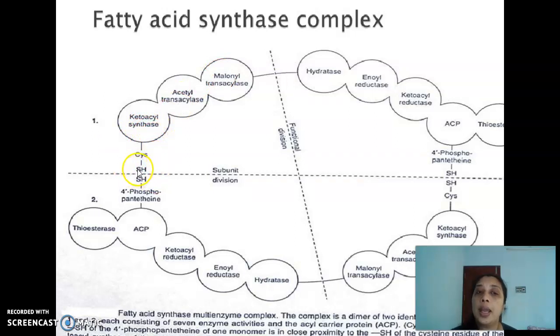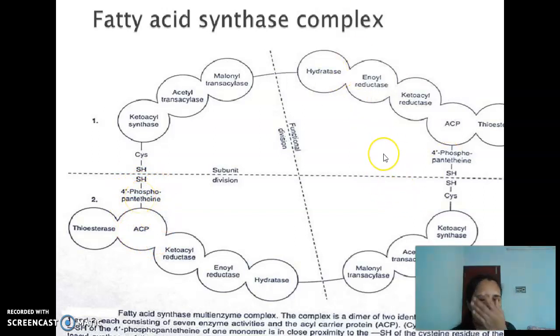right? And this is the E4 ketoacyl reductase, followed by E5 hydratase, then comes enoyl reductase, then comes the ACP, which is having the central arm or central thiol group. Now, how are they performing?